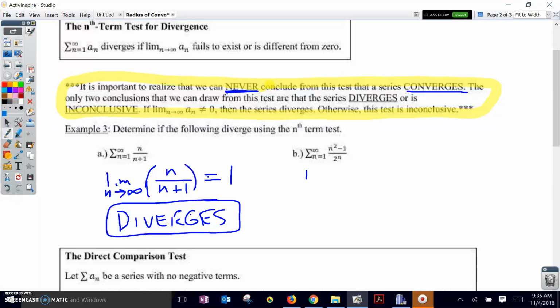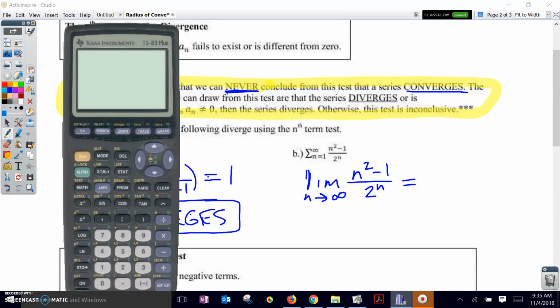We'll take the limit as n goes to infinity, and if you don't immediately know what that limit is, we can certainly investigate that limit using a table on our calculator. x squared minus 1 over 2 to the x. And we'll look at the limit of that as x goes to infinity.